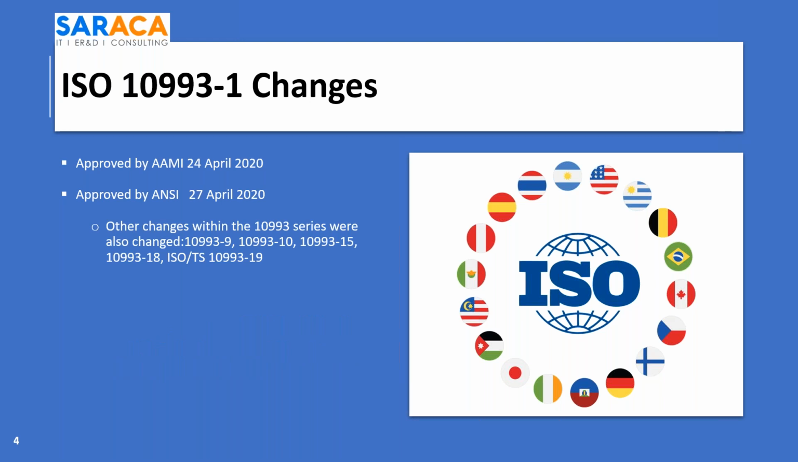One of the other things that I should mention about ANSI and AAMI acceptance is since that time in 2020, there have been a series of other parts within 10993 that have also changed. And you need to look at all of these parts and see how they're applicable to your medical device with the changes and when they go into effect as you evaluate your device prior to initiating any testing. And those parts include 10993-9, -10, -15, -18, -19, and there's a couple others that have been either added or changed in the time frame since 2020.